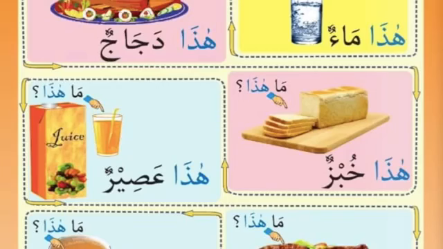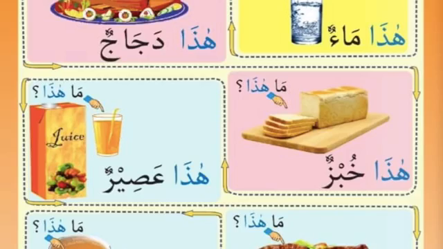This is bread. We say in Arabic, hadha khubzun. Hadha khubzun. This is bread. Right? Hadha khubzun. This is bread. Alright? And let's look at the picture beside the bread.